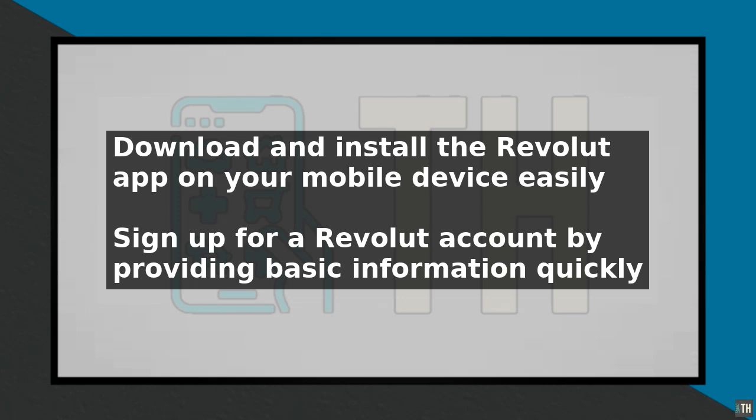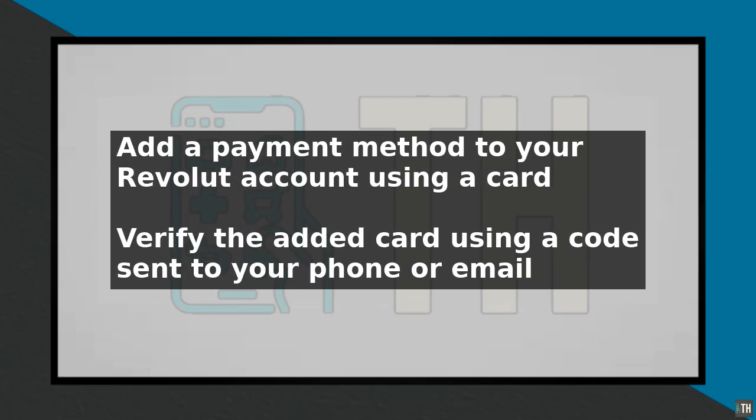phone number. After signing up, you need to add a payment method to your Revolut account. You can add a debit or credit card, or even set up a direct deposit from your bank account. To add a card, go to the Payment Methods section in the app, select Add Card, and enter your card details. You will receive a verification code on your phone or email to confirm the addition of the card.